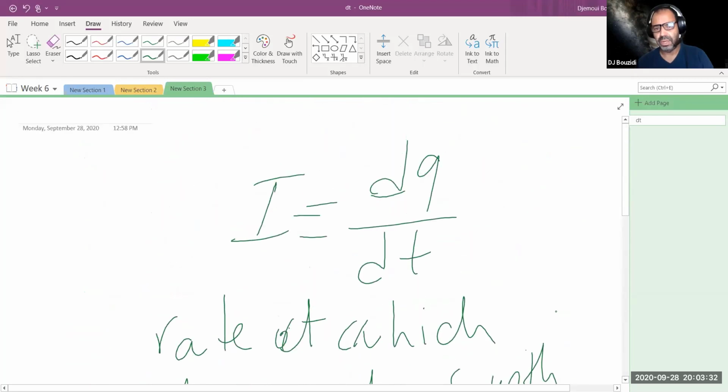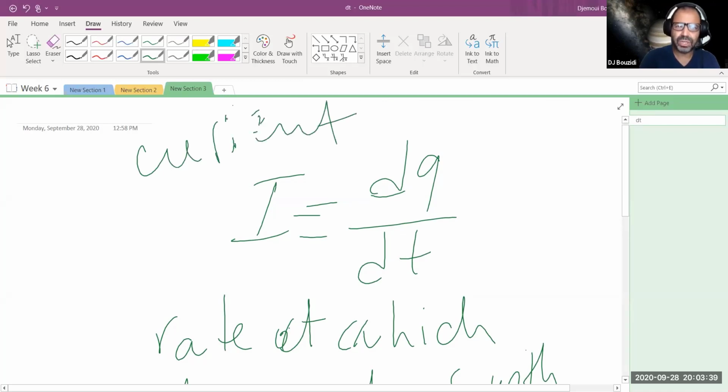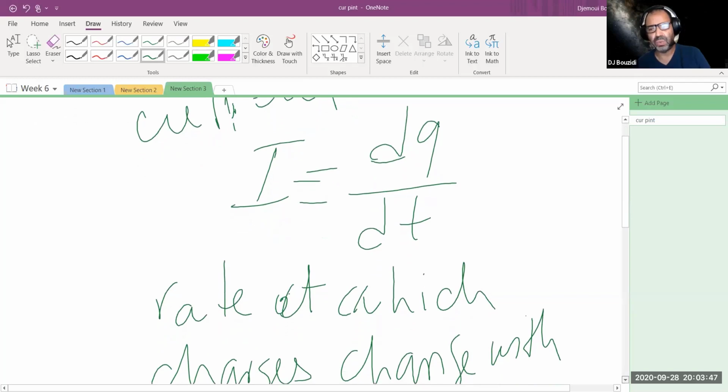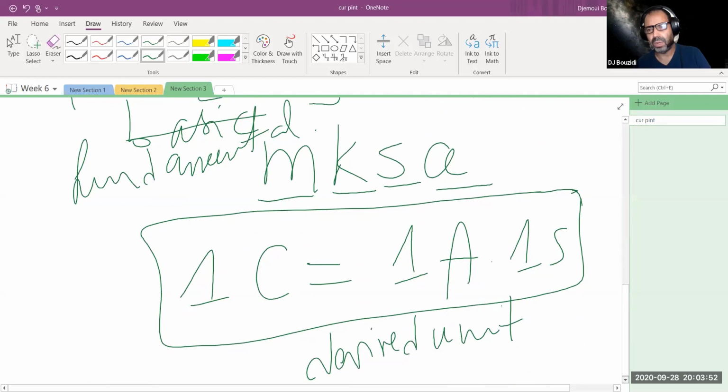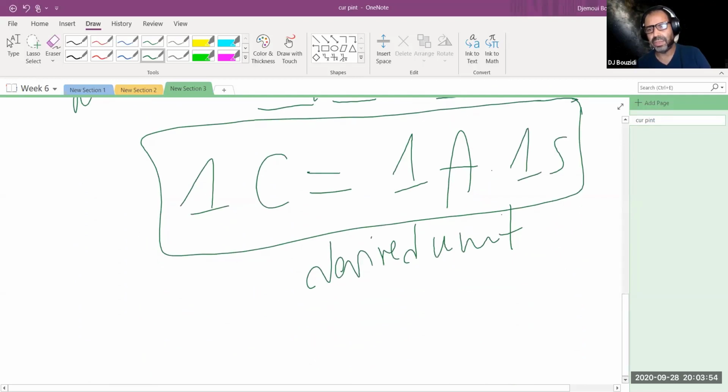So the current is the rate at which charges change with time. Basically, if you have a place that has charges accumulating or disappearing, the rate at which that happens is the current. And the current, like I said, is measured in amperes. So that's basically in terms of the units and all of the fundamental things.